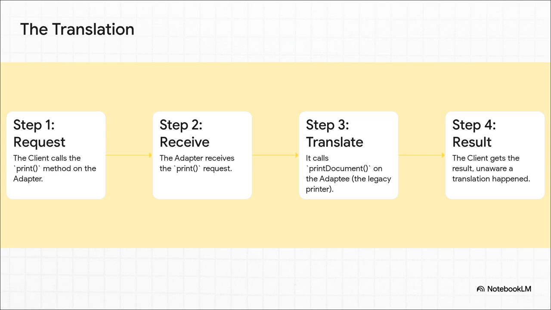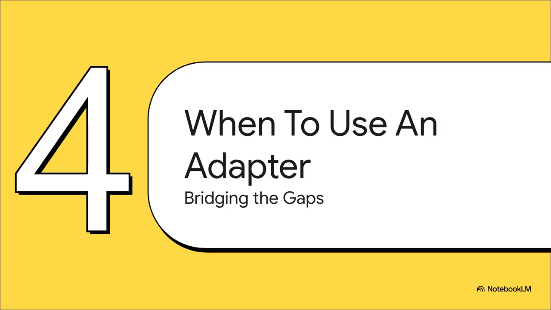Again, so how does this work in practice? Let's follow the data. First, our new system, the client, just does its thing. It calls print, and it sends that call to our adapter. Now the adapter catches that print call, and here's the crucial part. The adapter immediately turns around and calls the old printer using the command it understands, print document. Finally, the printer does its job, and the result goes back. And the best part? The client has no idea any of that translation happened. To the client, it just worked. It's completely seamless.